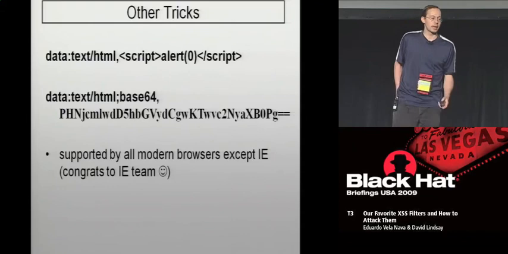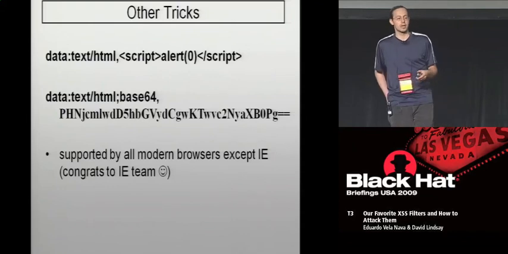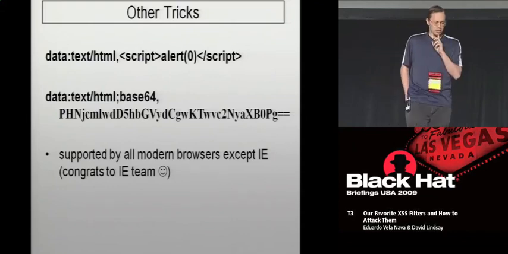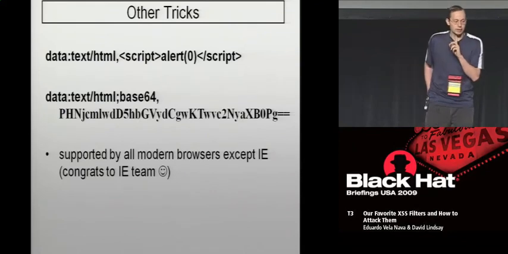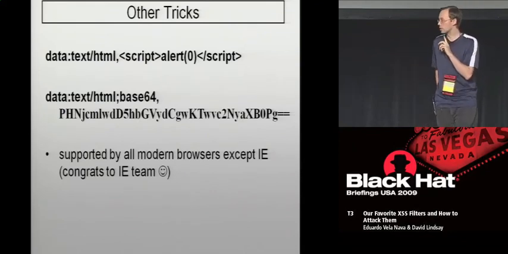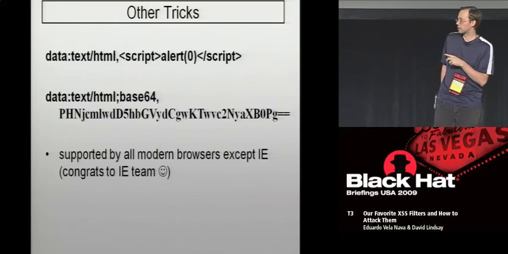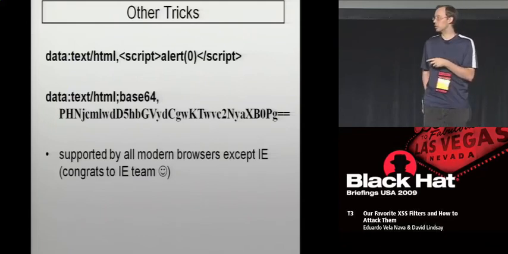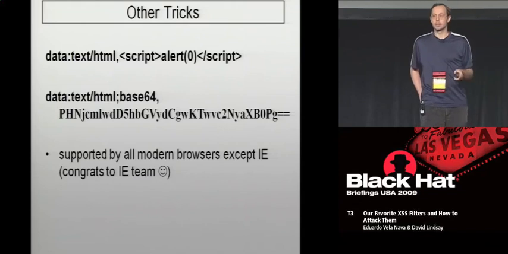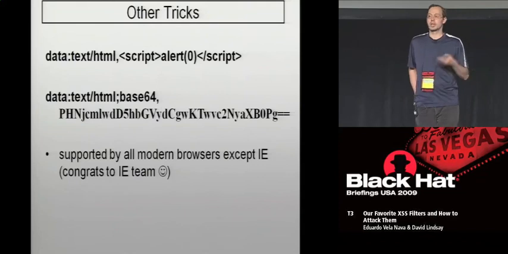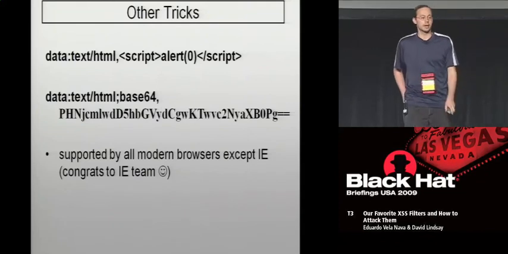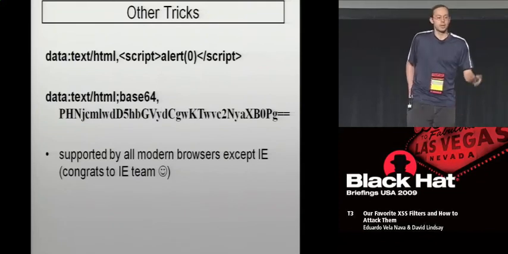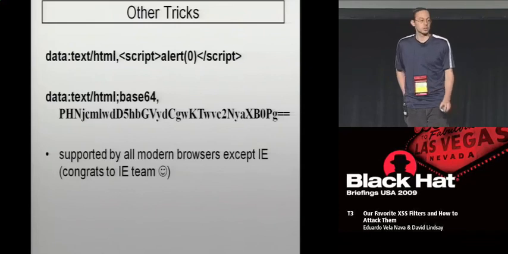This is supported by all modern browsers. Now, I wanted to make sure I understood this right, because I didn't think originally IE supported it, but I guess Eduardo said that it is supported in very limited context. As a source for an image, you can use this, but in most other situations where it'd be useful for executing JavaScript, it's not. So actually, Internet Explorer has done a good job there in terms of not allowing these types of vectors.